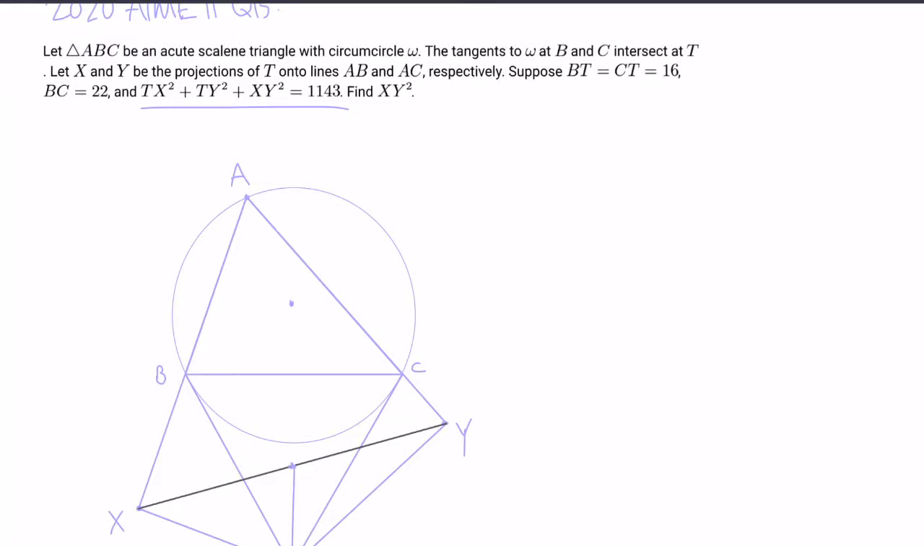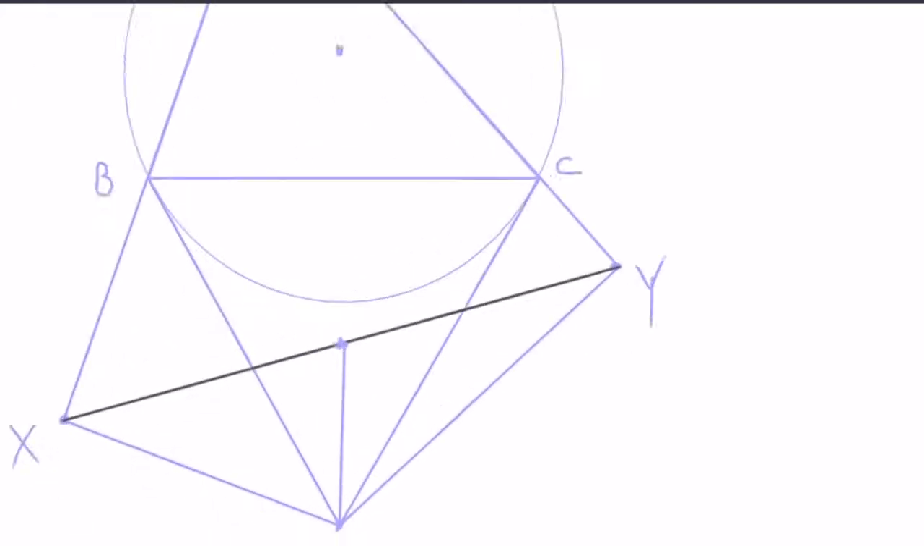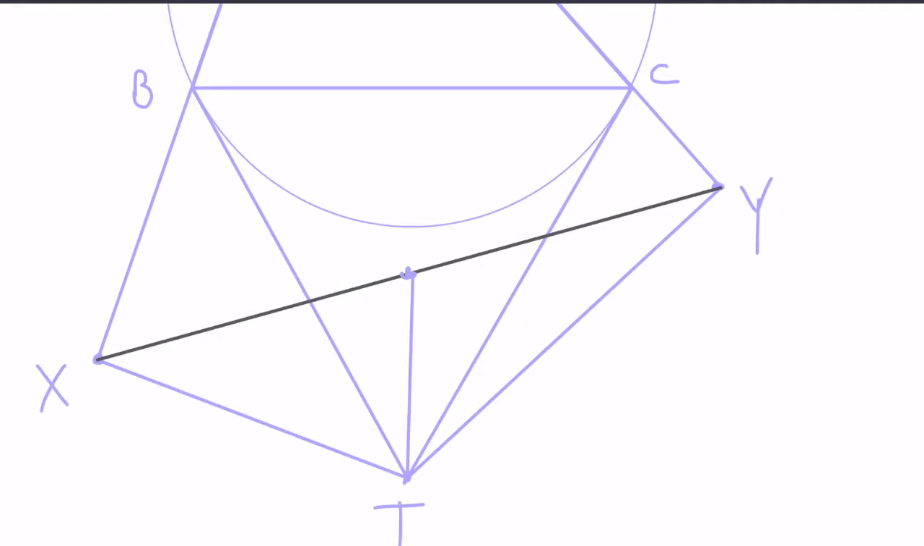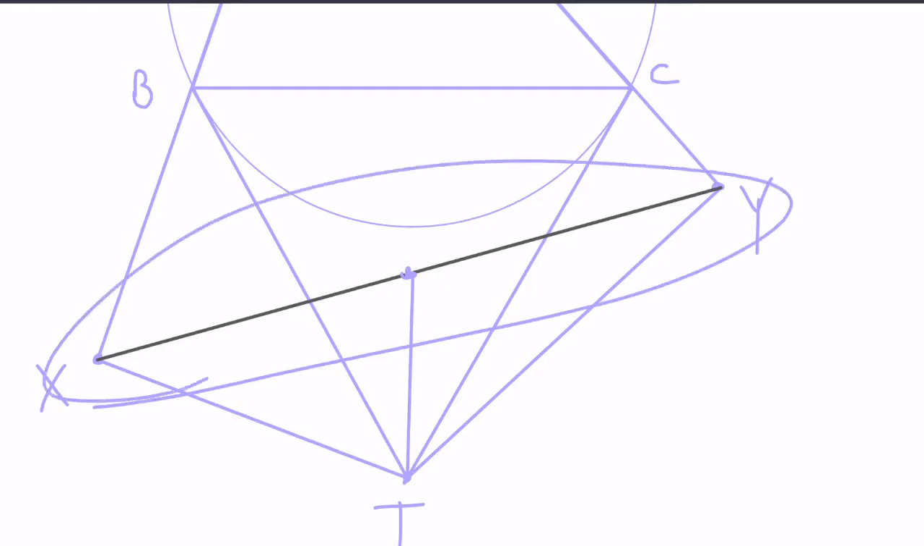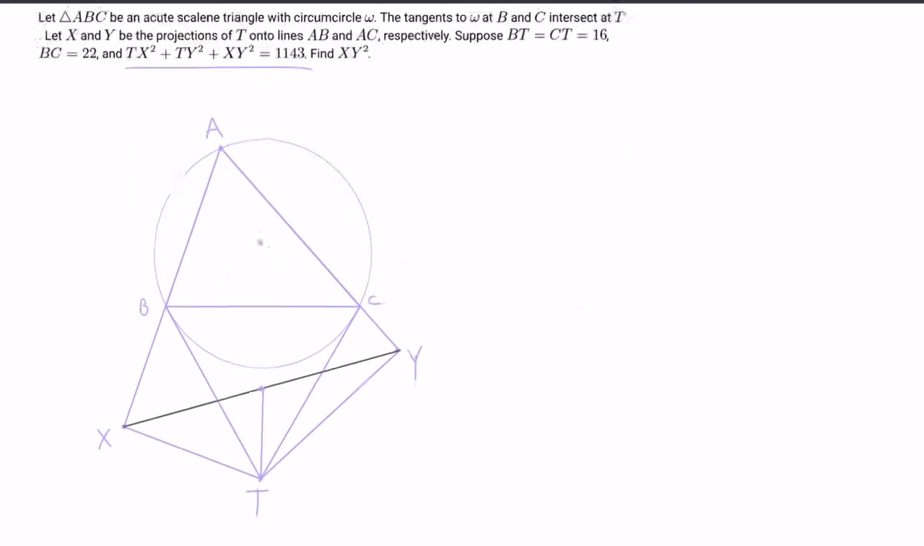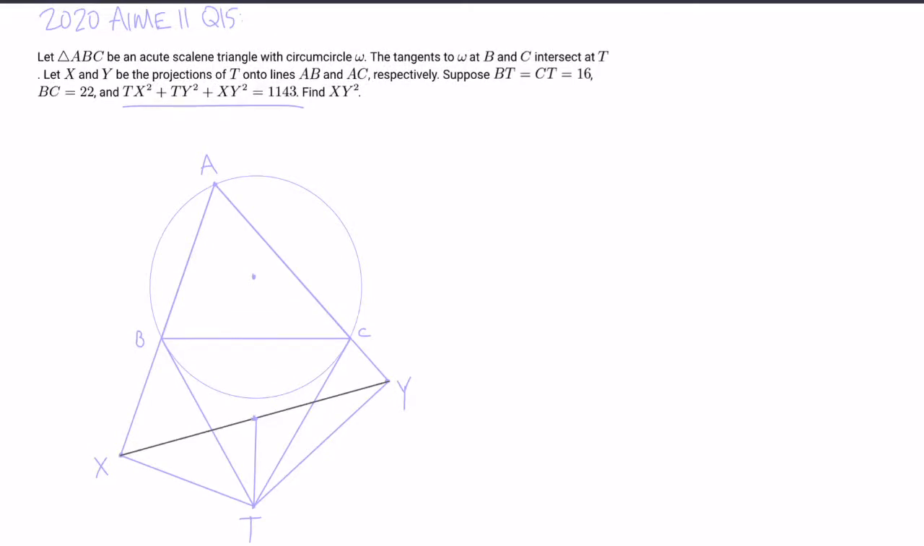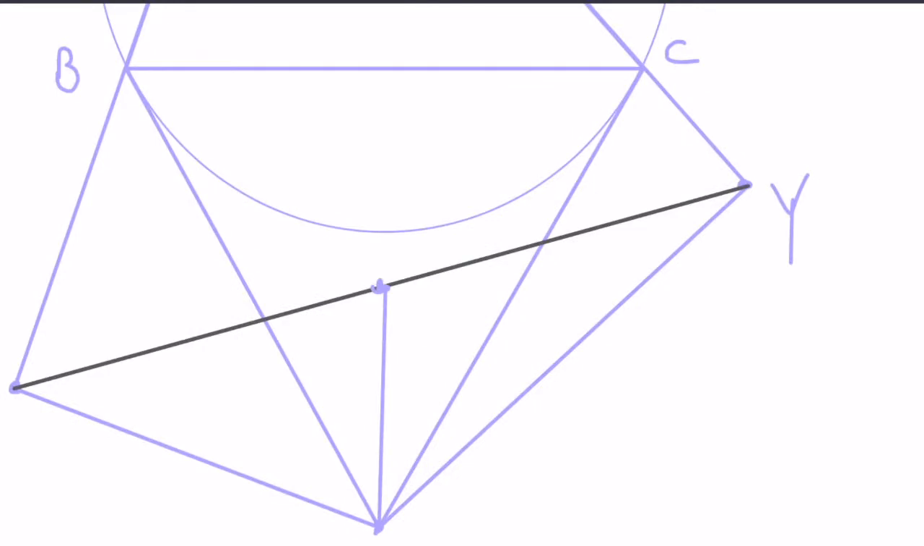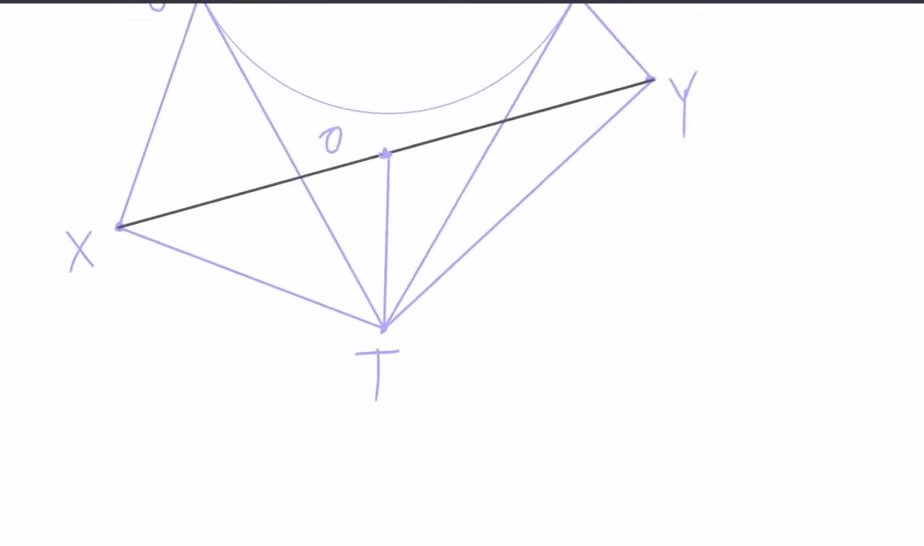Those of you who are familiar with Stewart's, if we want the most amount of terms to cancel out, the most natural thing to do is to take the median to whatever side, in this case XY, and use Stewart's with respect to XY in triangle TXY. The reason we're using triangle TXY is because of the segments here, TX, TY, and XY, which are given in the problem conditions. So let's say we call the midpoint of XY as O, and let's see what happens when we apply Stewart's.